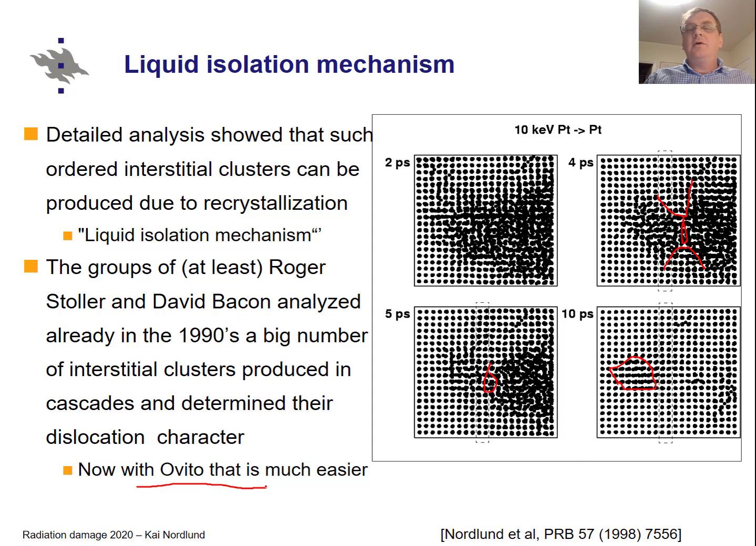There is also another possible explanation for the formation of interstitial clusters, which is that the pressure wave leaves behind a number of defects, but even then the pressure wave needs this isolation of the liquid to ensure that the interstitials stay there and don't recombine with the vacancies.